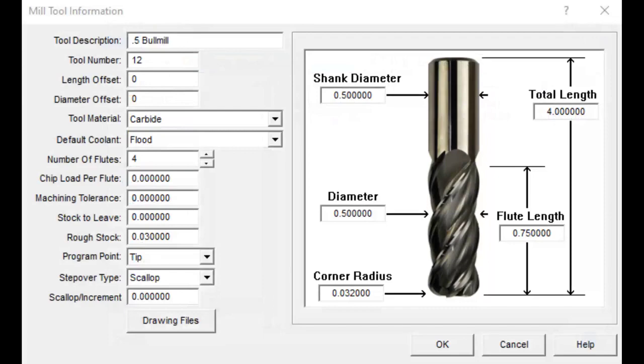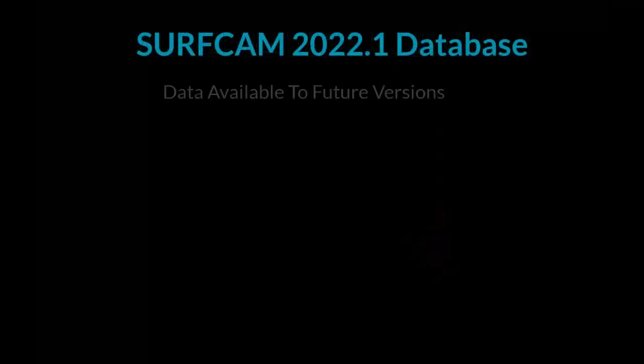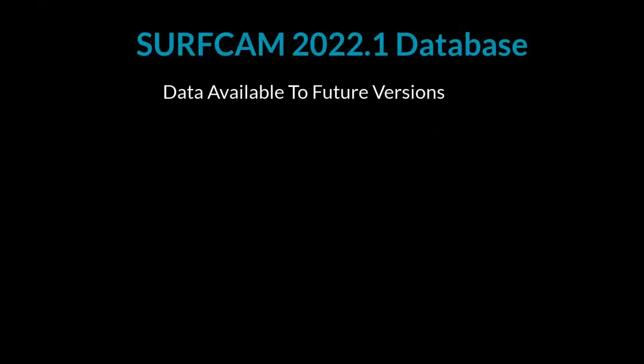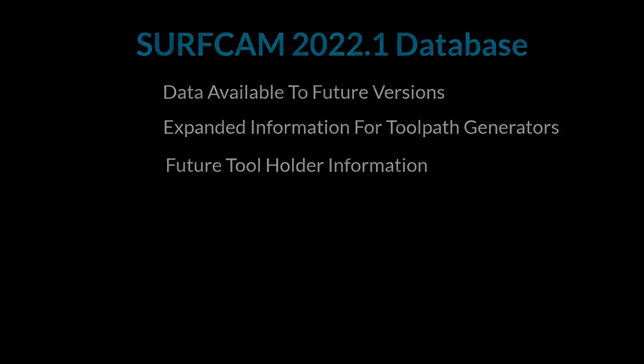This new database structure allows tooling information to be available to Surfcam 2022.1 and future versions without the need to transfer data from one version to another. The increased functionality of the tool library will allow enhanced usage by toolpath generators and has the ability to support tool holder information coming in future releases.